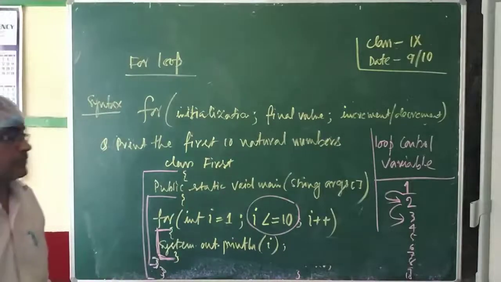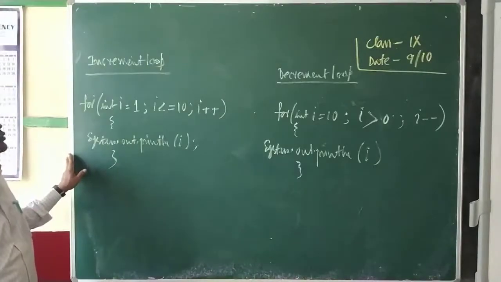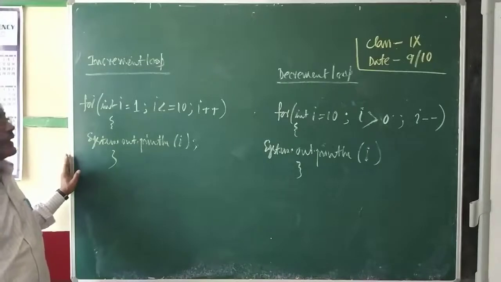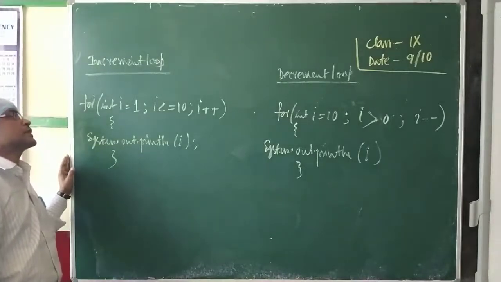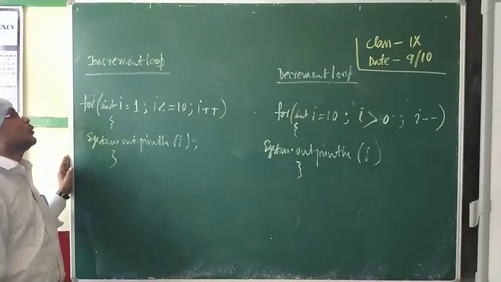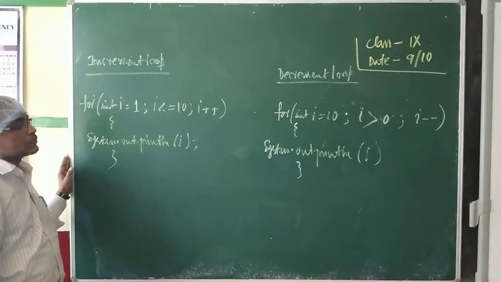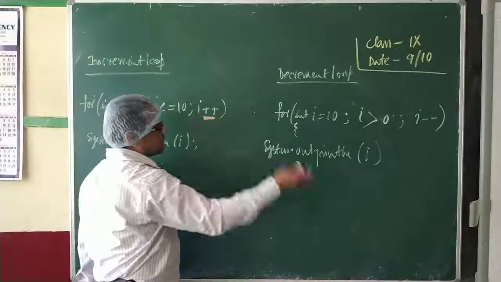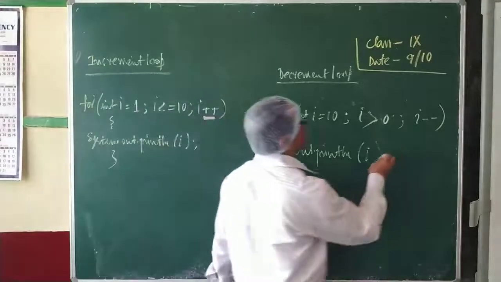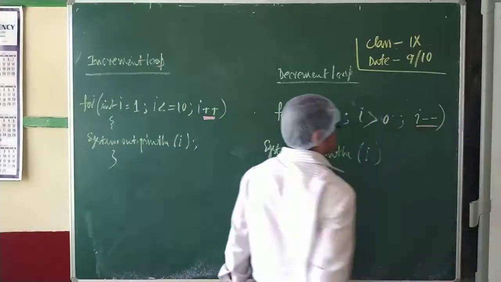Now there are varieties of loops. I have given you different types of loops in the notes, but these 2 loops are specifically very important. That's why I am explaining them. We will be using them in the program. One is called the increment loop and another one is called the decrement loop. The increment loop keeps on increasing the I value, the loop control variable, and the minus one is reducing it.